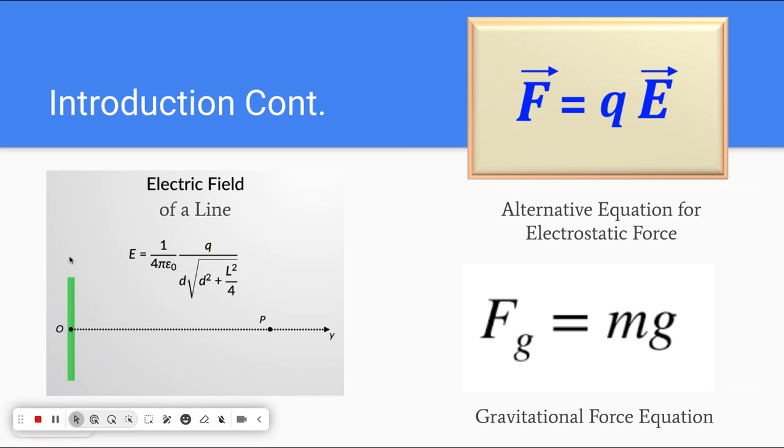Now we have to consider that they're lines. So we're going to use this special formula, which is for the electric field of a line, which we did derive in class. And then alongside the alternative equation for electric force, which is F equals QE. So by using this E, we can solve for F and then set it equal to the gravitational force, which is down here.